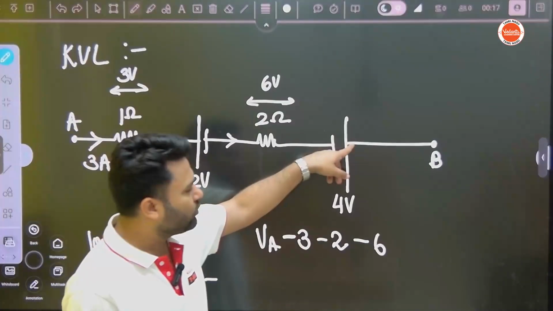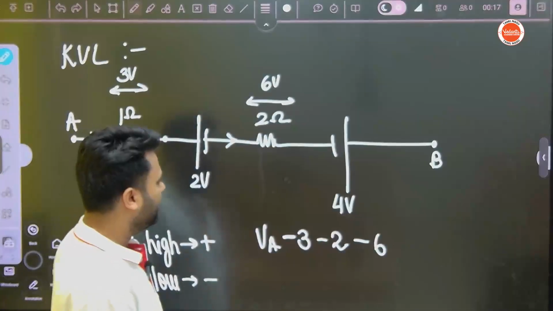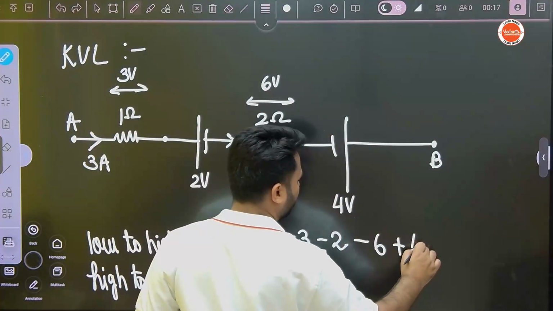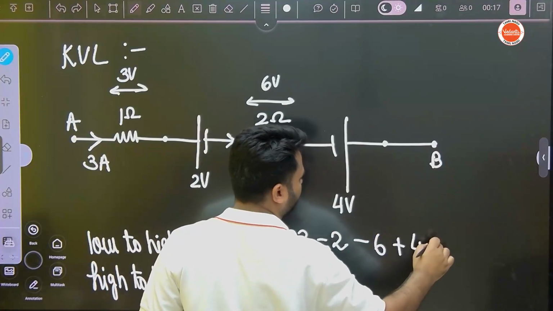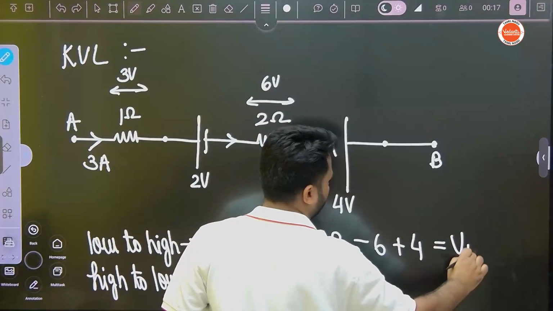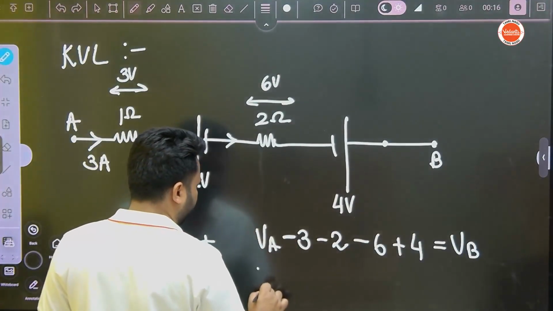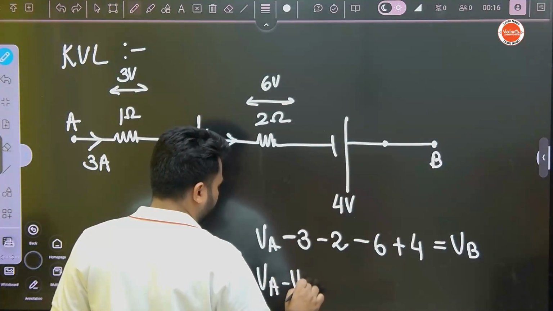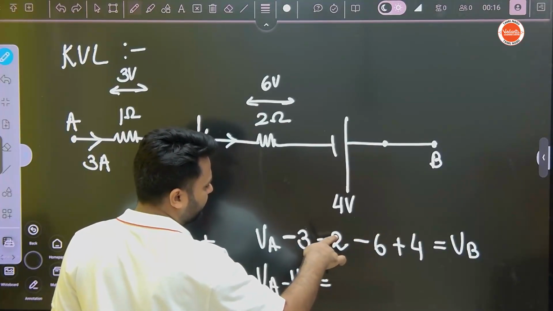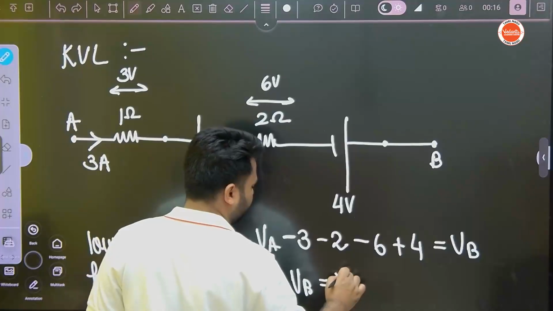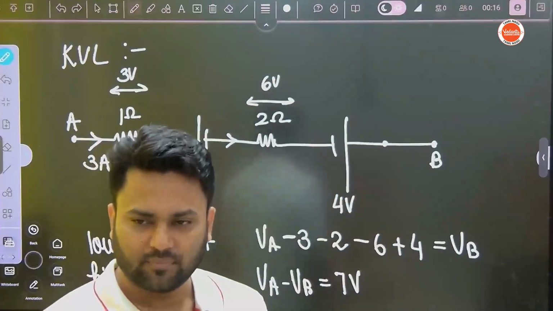Now we are going from low to high. This is low potential, this is high. Low to high, plus. So plus how much? 4. Now we reached here, so this potential is equal to this potential. So we write equals to potential at VB. If someone asks what is VA minus VB, what do you write? 5, 6, 8, 11, 11 minus 4, 7 volt. They ask this kind of questions. This is clear?